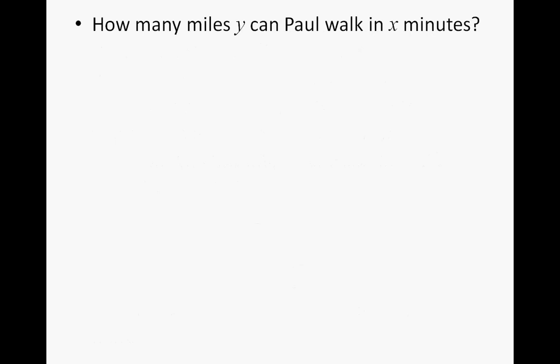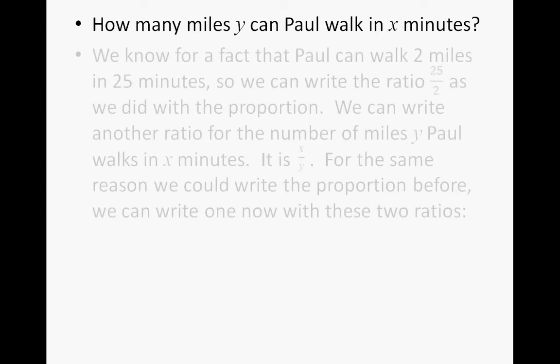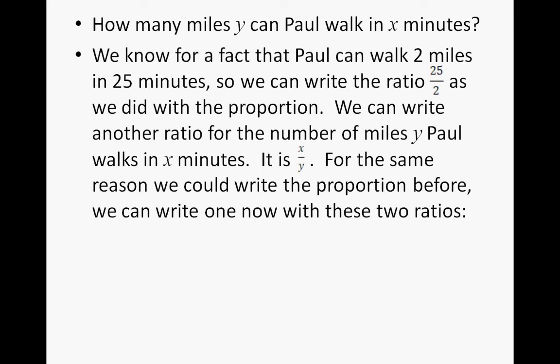So how many miles y can Paul walk in x minutes? So we know for a fact that Paul can walk 2 miles in 25 minutes, so we can write the ratio 25 over 2 as we did with the proportion. We can write another ratio for the number of miles y Paul walks in x minutes, which would be x over y. For the same reason we could write the proportion before, we can write one now with these two ratios. So 25 over 2 is equal to x over y.